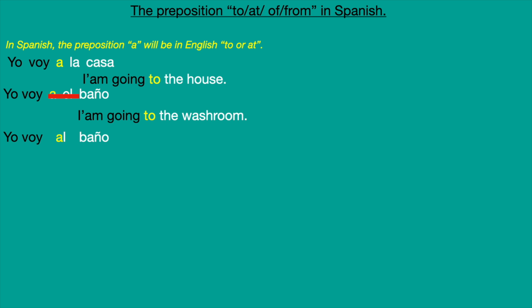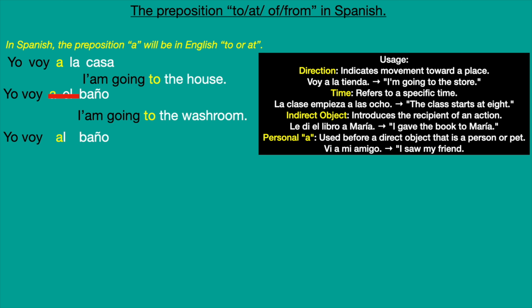So let's see a couple more examples here. For example, the preposition we are going to use only in this option is when it's a direction to indicate movement toward a place. So if you're going to a place, voy a la tienda, I'm going to the store.